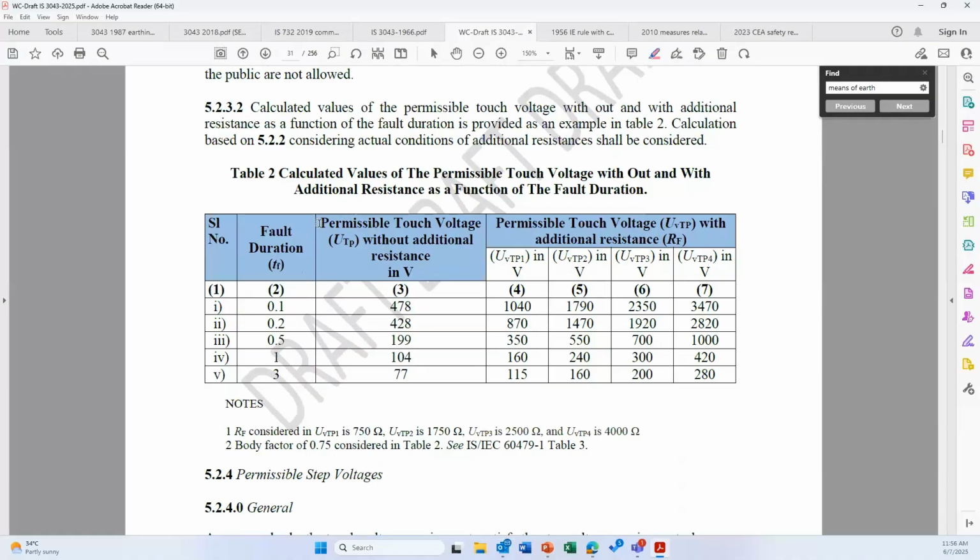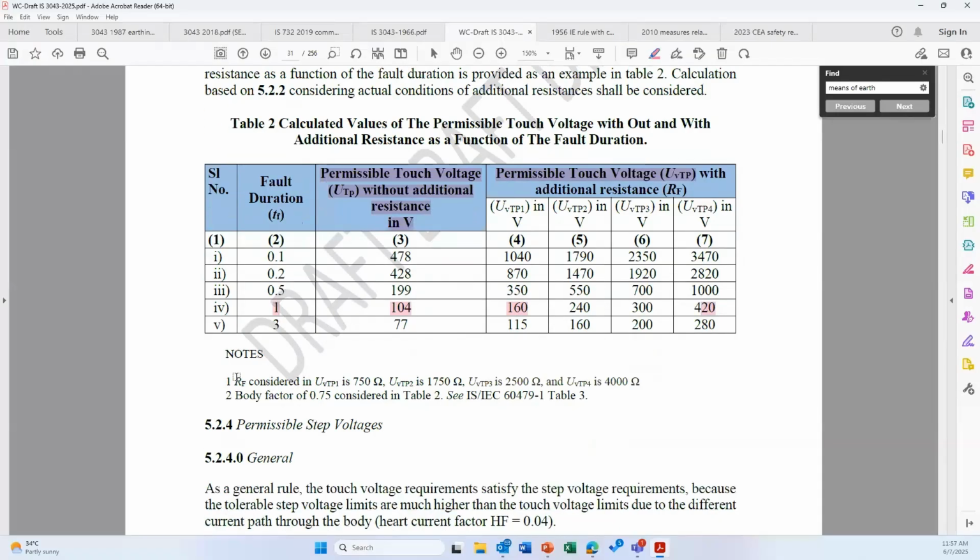The prospective permissible touch voltages are given here. Let's say, for example, for 1 second tripping time, the permissible touch voltage is 104 volt. Then the permissible touch voltage with additional resistance, let's say with gloves or with shoes, for 1 second disconnection, in a typical case is 160 volt or 420 volt. You can find out, you see, the conditions are given here.